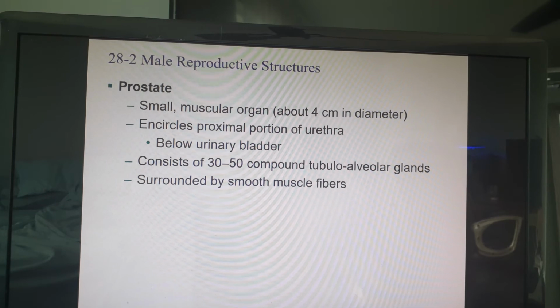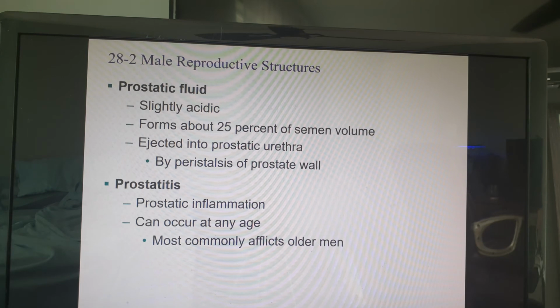Now the prostate, you have 1 prostate gland per man, and it is going to wrap around the urethra, and it's surrounded by smooth muscle fibers. It produces a slightly acidic fluid that's only about 25% of the semen volume, and it's ejected into the urethra by contractions of the prostate wall. If you've ever heard of the condition prostatitis, that's inflammation of this particular gland. It can occur at any age, but it most commonly afflicts older men.